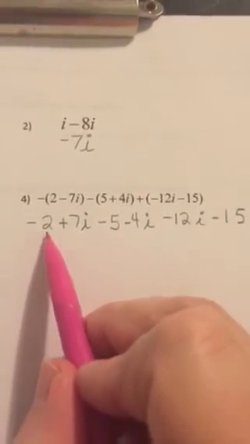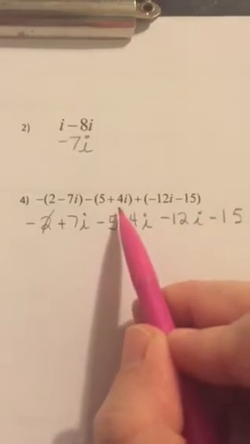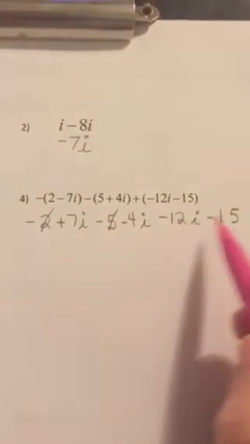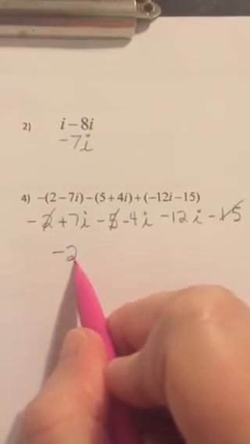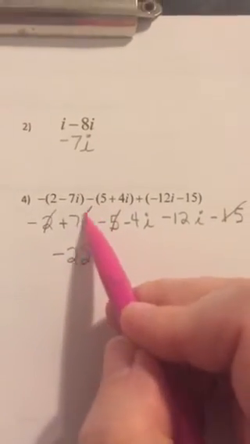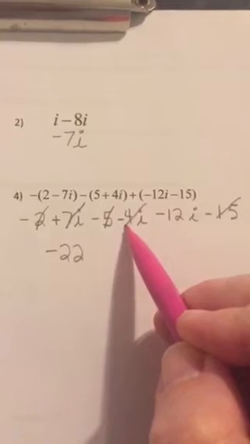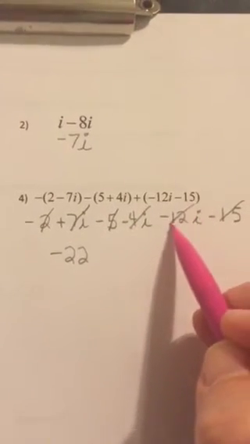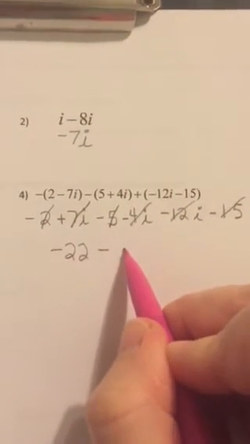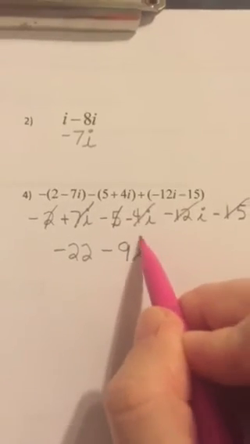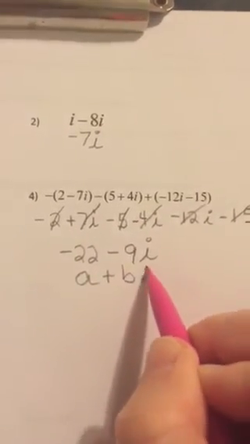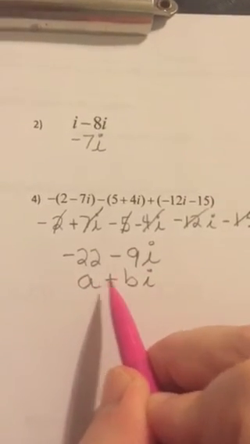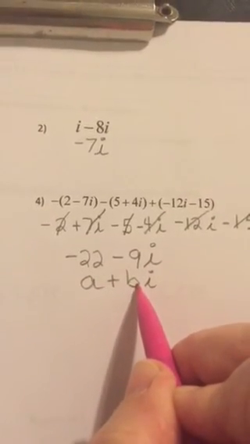I'm going to look for my real numbers first. So those are going to make a -7, and then a -7 and a -15, I'll get a -22. And then 7i minus 4i is a 3i, minus 12i is going to give me a minus 9i. And again, I'm written in a plus bi form, which means the real number is written first and the imaginary term is written second.